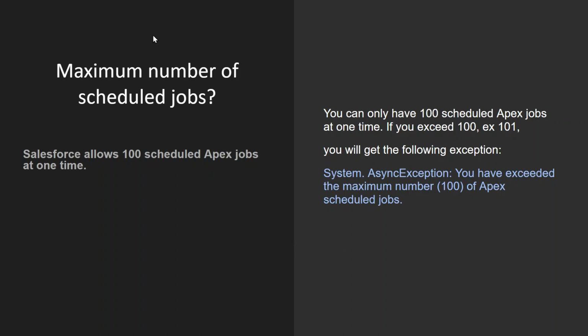Here we have, what is the maximum number of scheduled jobs? Salesforce allows 100 scheduled Apex jobs at one time. So you can only have 100 scheduled Apex jobs at any point of time. If you exceed 100, for example you have 101 scheduled Apex jobs, then you will get the following exception: System.AsyncException. You have exceeded the maximum number, that is 100, of the Apex scheduled job. So let's move to the next question.